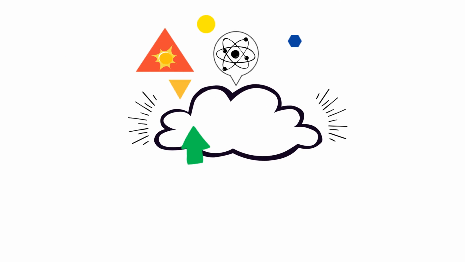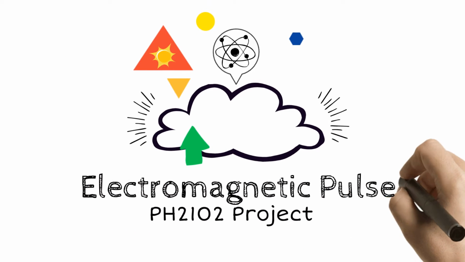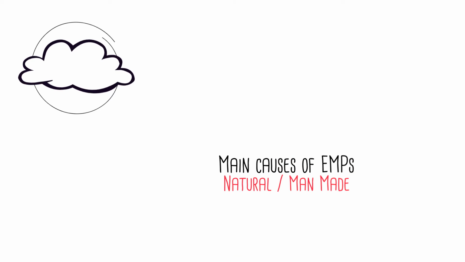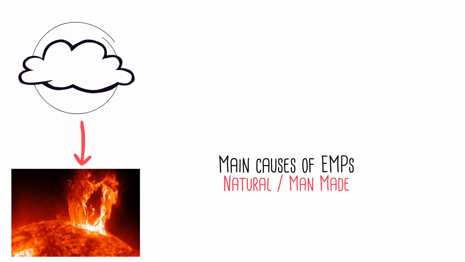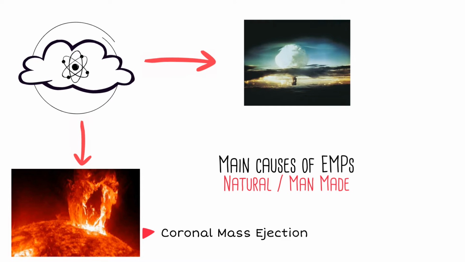Today we will be talking about our project for PH2102 electromagnetism. The topic of this project will be on electromagnetic pulses or EMPs. Our first focus will be on naturally occurring EMPs known as coronal mass ejections or CMEs. Next will be on man-made EMPs known as nuclear electromagnetic pulses or NEMPs.